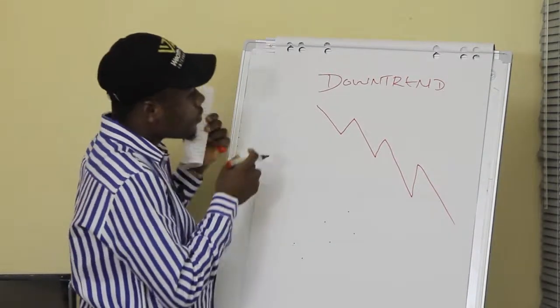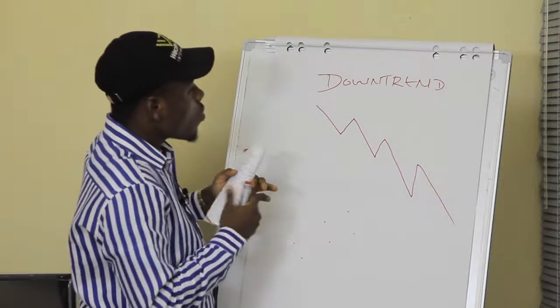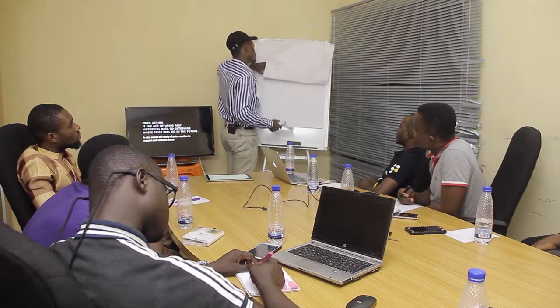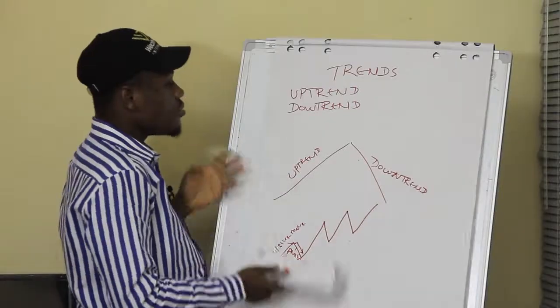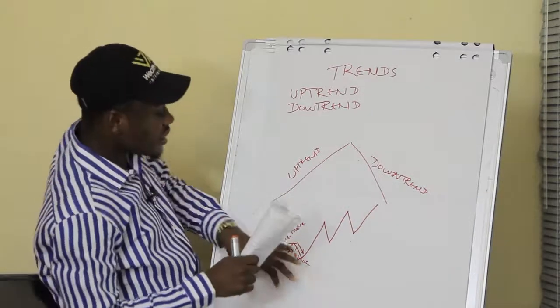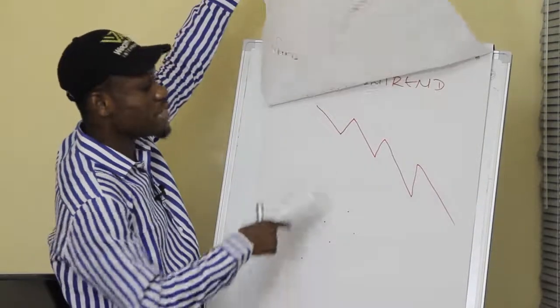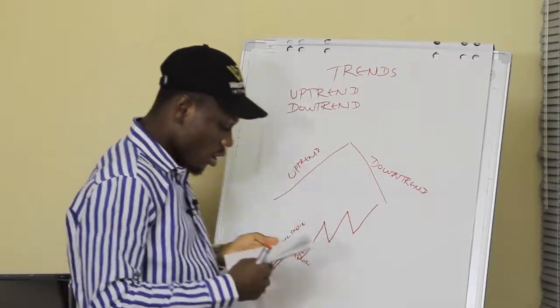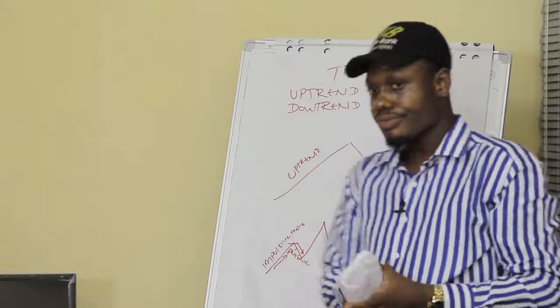So now, why is it a downtrend? Let's go back to why this one is an uptrend. The fact that it is moving upward is not the only thing that makes it an uptrend. The fact that this is moving downward is not the only thing that makes it a downtrend. There are other characteristics. So let's talk about downtrends.